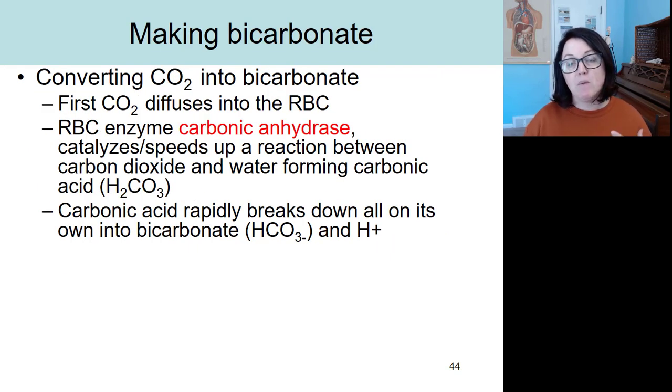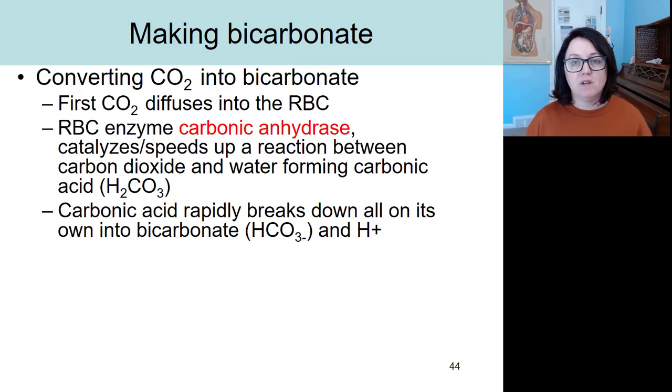Let's take a look at how we make bicarbonate exactly, like what's going on here. We know that carbon dioxide is converted into bicarbonate. What happens in the systemic capillaries is that carbon dioxide leaves the tissues of the body and then enters into the systemic blood. Some of that carbon dioxide will then move into the red blood cell. Inside of red blood cells, we have lots of hemoglobin, some of which will be attaching to the carbon dioxide. Also inside the red blood cells, we have an enzyme called carbonic anhydrase. And of course, enzymes are proteins that speed up chemical reactions, or catalyze chemical reactions, in other words.